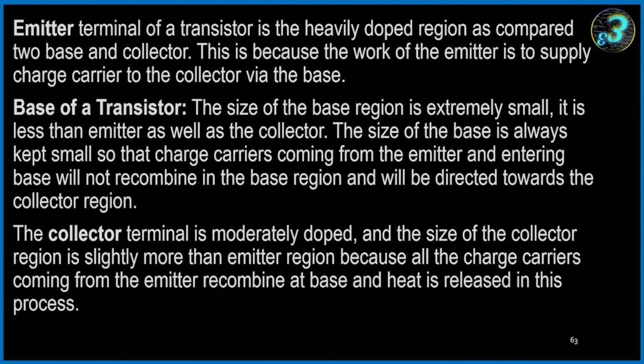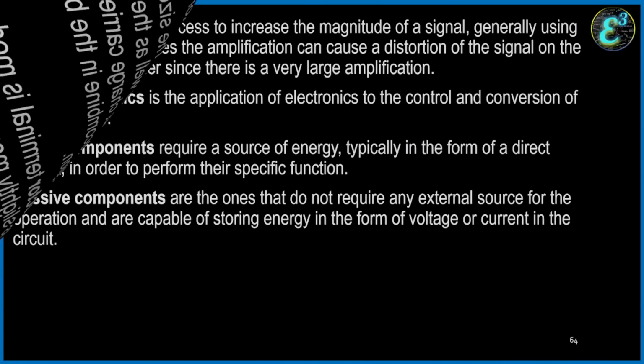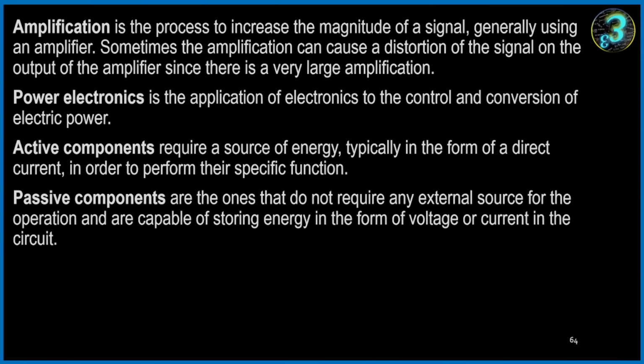Emitter, no? So yan yung part ng transistor that is heavily doped, no? Yung base naman, the size of the base region is extremely small, so meaning it is lightly doped, no? So it is less than the emitter. Then the collector is moderately doped, so gitna, no? And the size of the collector region is slightly more than the emitter region, but also the charge carriers coming from the emitter recombine at the base and heat is released in this process. Then you have amplification. So the process of increasing the magnitude of a signal, generally using an amplifier.